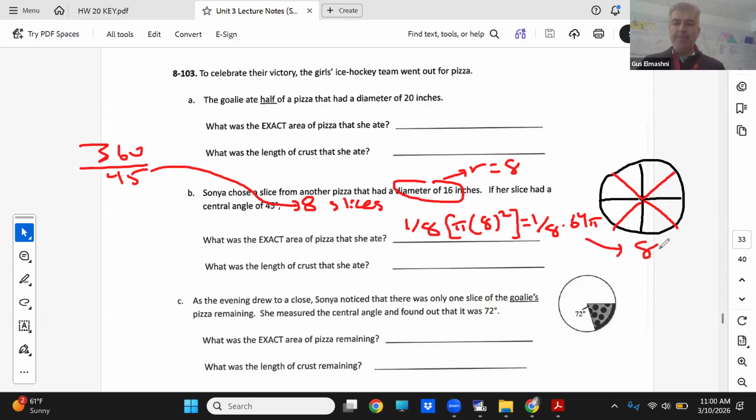So she ate 8 pi, guys. 8 pi square inches. And what's the exact length of the crust? Well, that's just 1/8 of the circumference, right? Which is 16 pi. Because the circumference is 2 pi r or pi d. Circumference is pi d, and that's 2 pi inches.